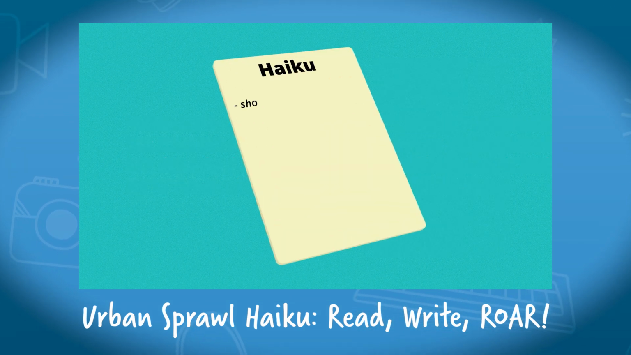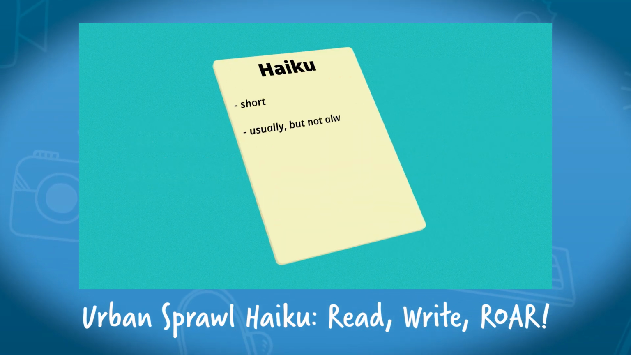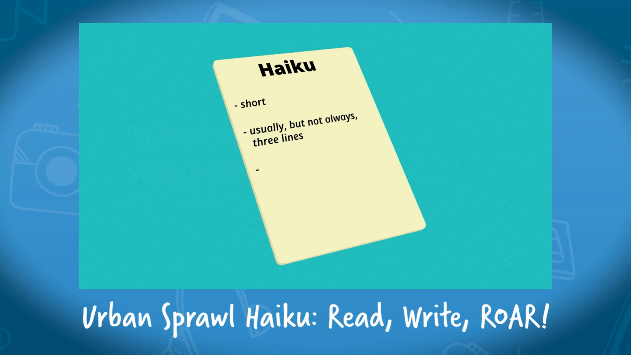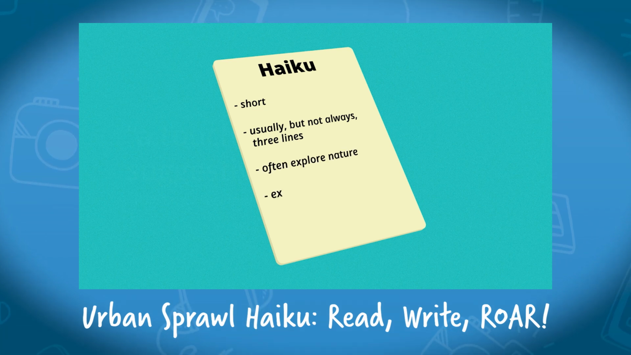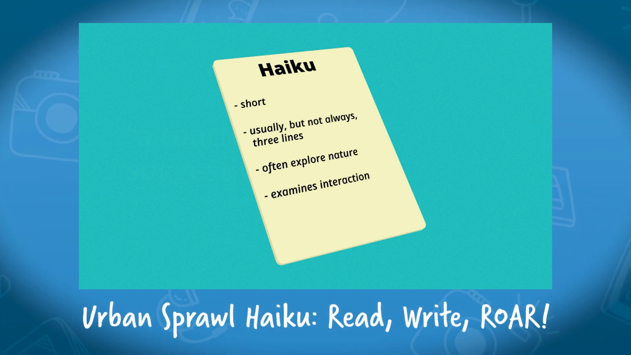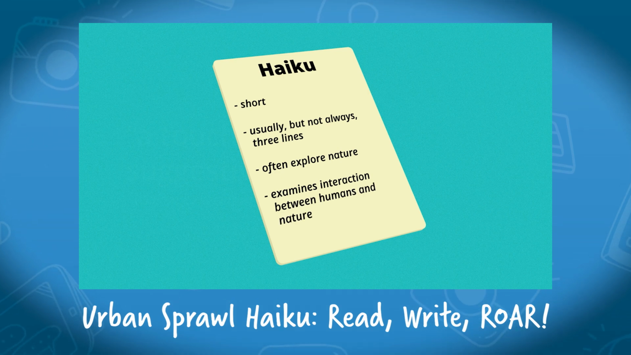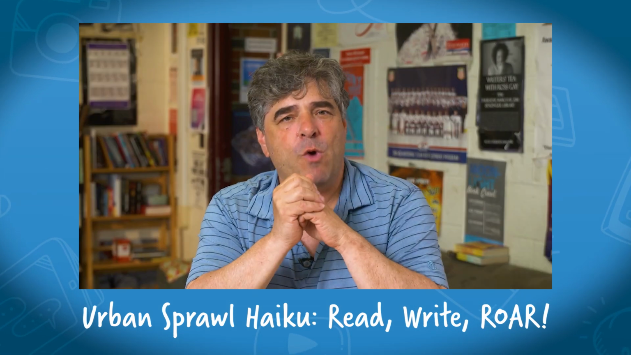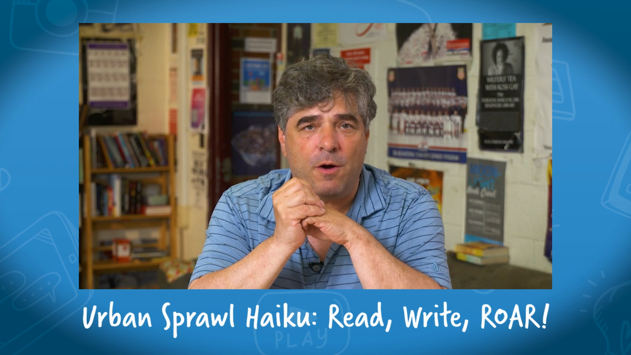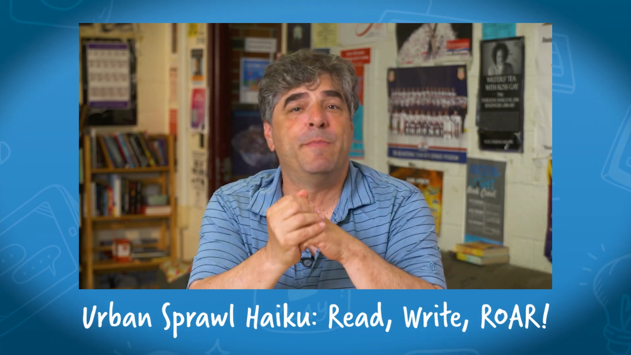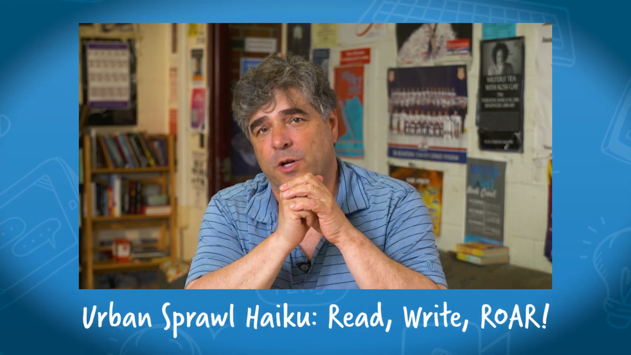It's true haiku are short, and they're usually, but not always, 3 lines. They often explore nature, but specifically what they explore is the intersection between humankind and the natural world. That's why they're a good way to examine the idea of urban sprawl, which is the intersection of human-built cities and the natural world. But more importantly, there's a vibe to what makes a haiku, and I love that the practice we see in the clip is about the environment.